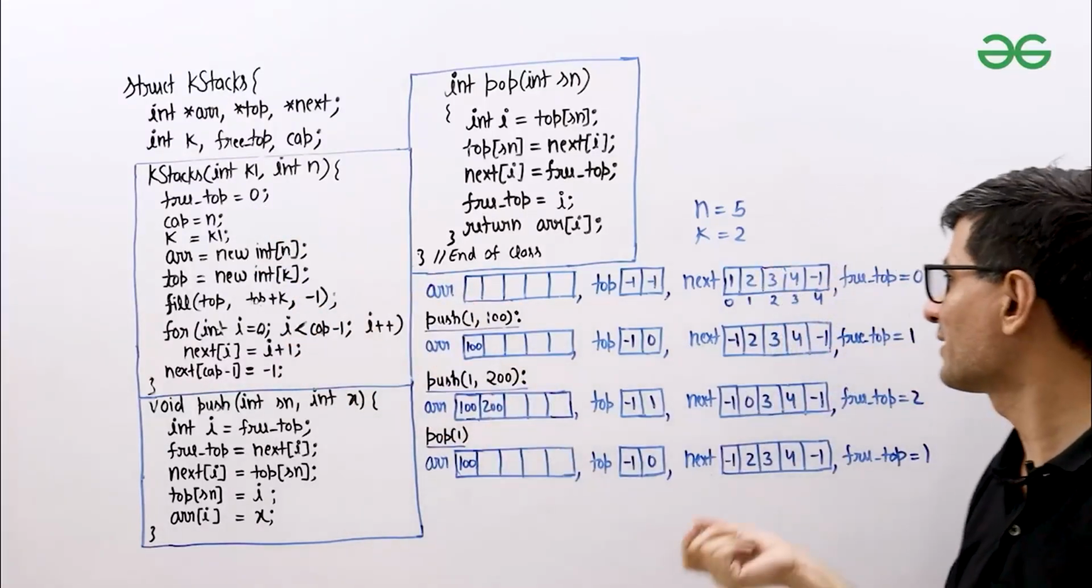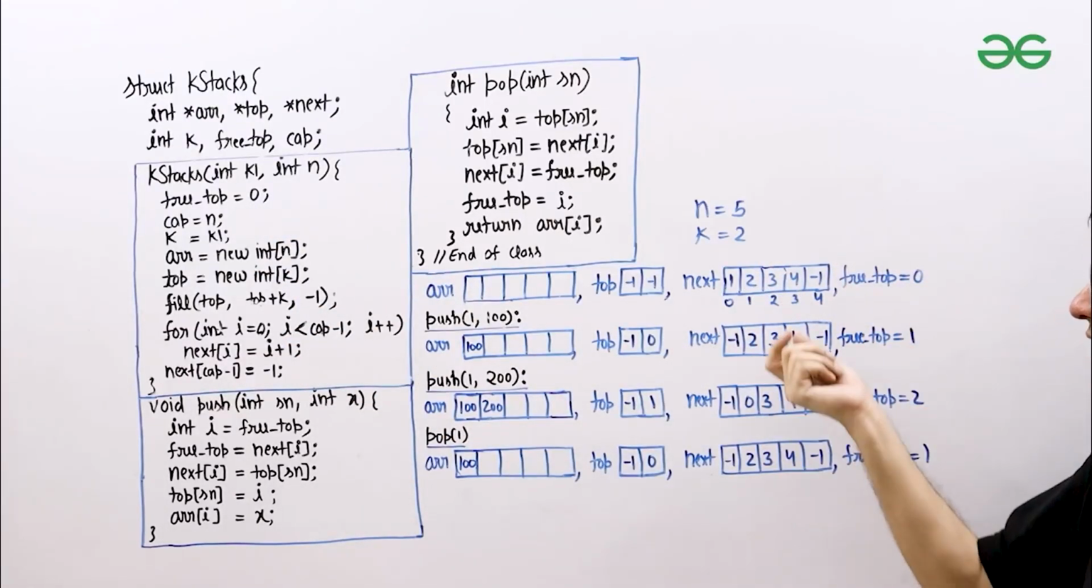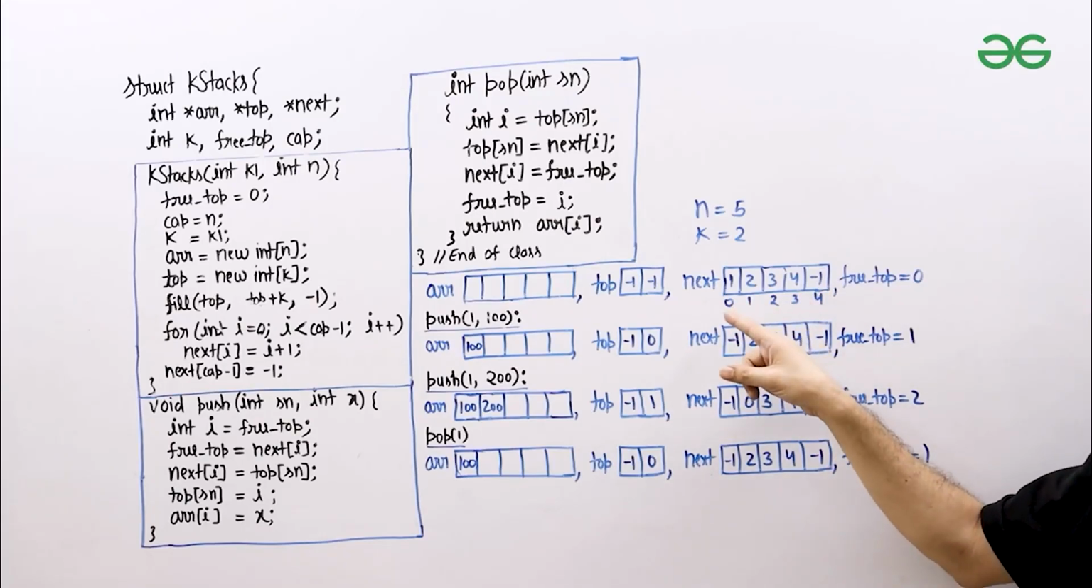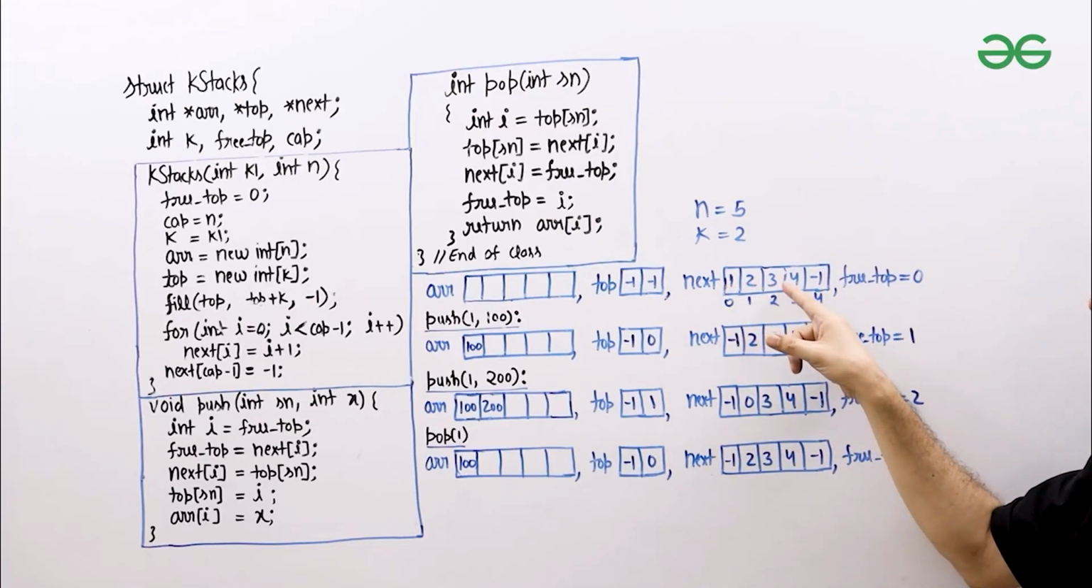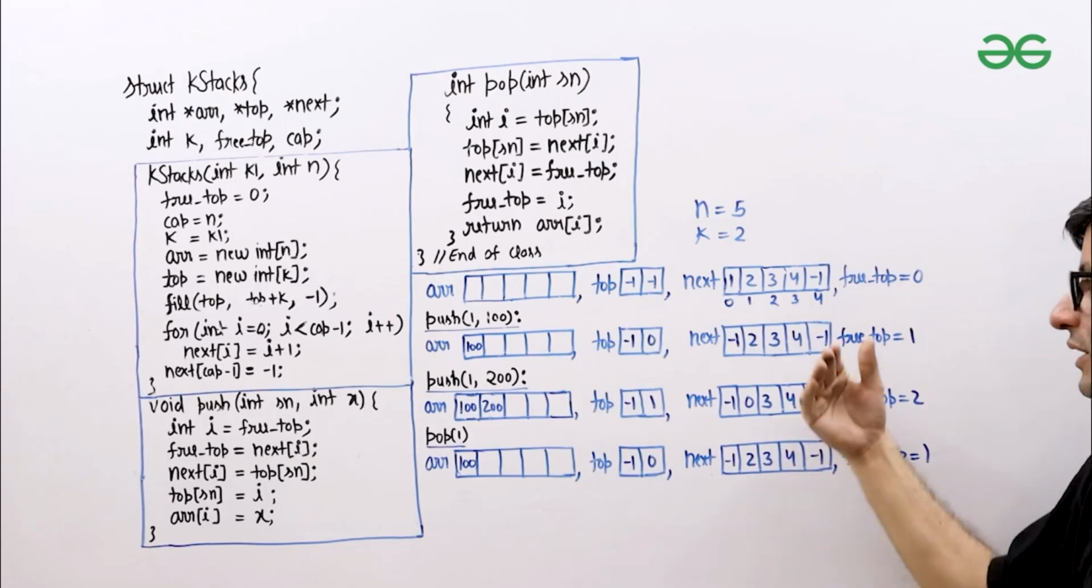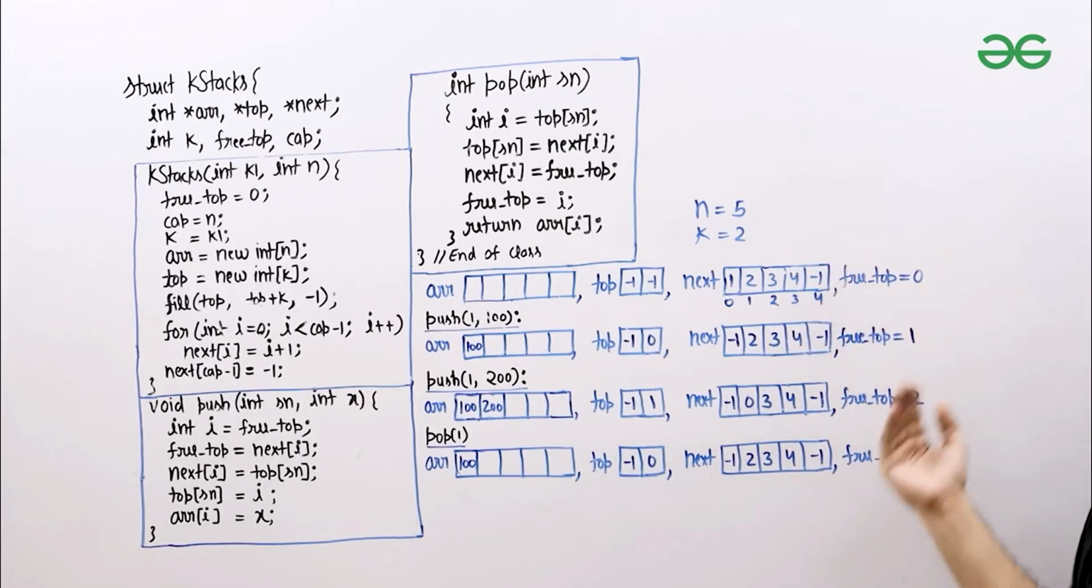Free top is initialized as 0, the top of the free stack. Everything is in the free stack as of now. Next of 0 is 1, then 2, then 3, then 4. There is nothing below this, so we have next of 4 as -1.